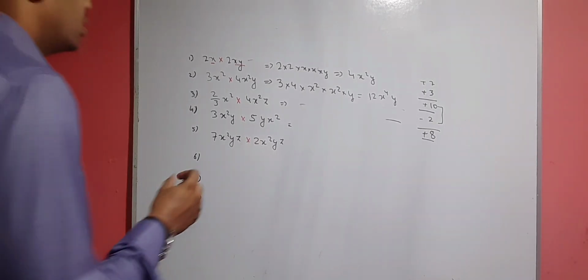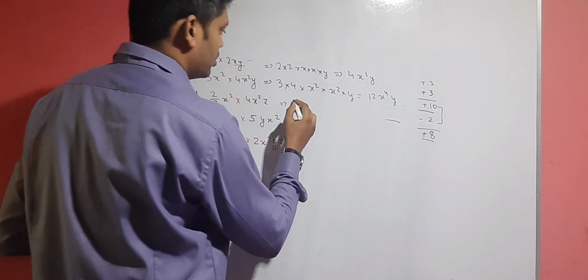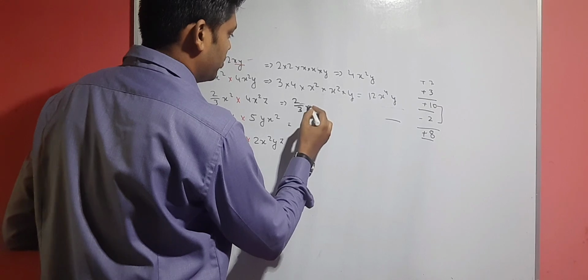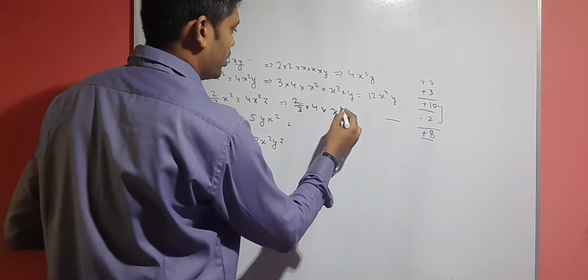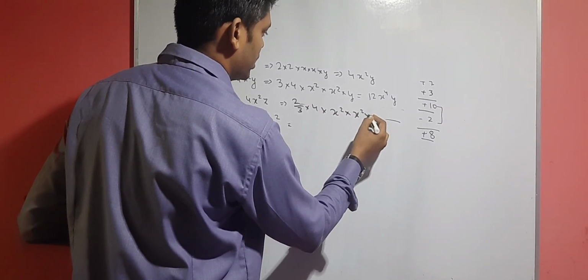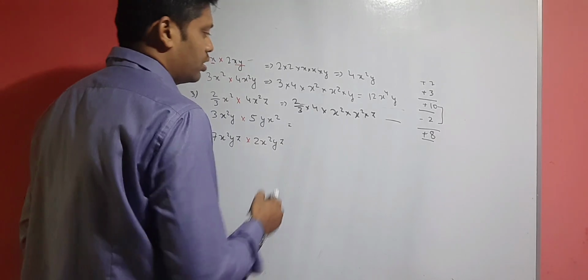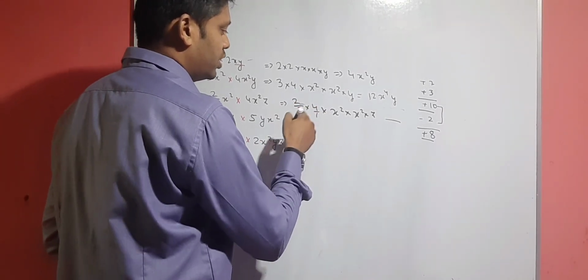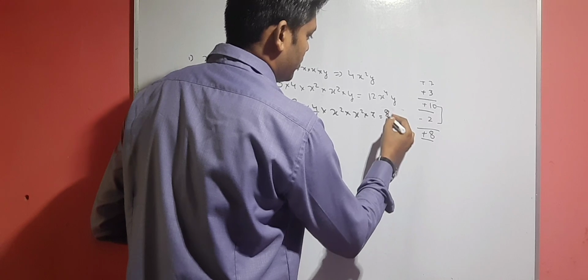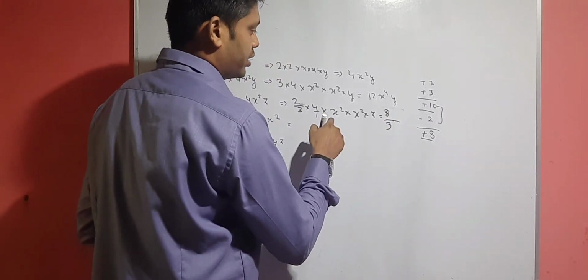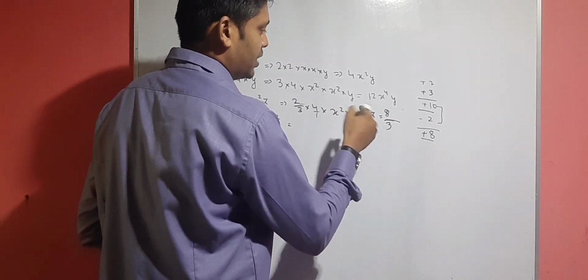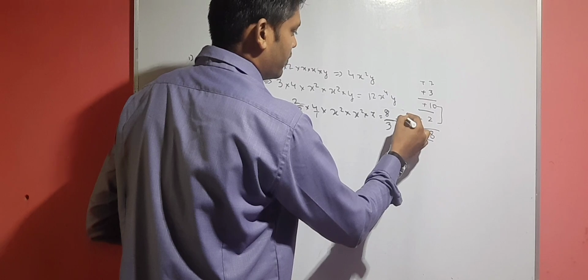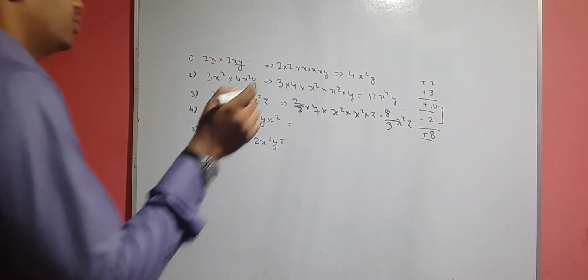Okay, the next one. Again 2 by 3 is there. So 2 by 3 multiplied by 4 into x square, into x square, into z. Okay, so now, sir, here nothing is there, denominator 1, nothing is there. 4 into 2 is 8, 3 1 3. So 8 by 3, x square 2 times. So x to the 2 plus 2. So it will be x to the power 4 and z. The same way you will do everything.